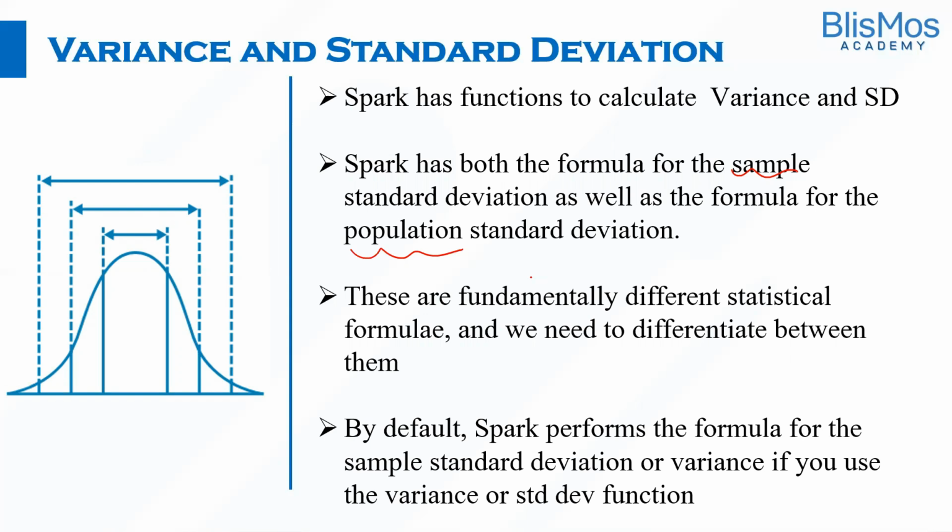As the name suggests, we do have a statistical formula for both of them. You got to differentiate both of them. We will see in a bit how we can differentiate between the sample standard deviation and population standard deviation. Whenever you do not specify anything, Spark performs a sample standard deviation or variance. If you do not specify, Spark thinks that okay, these guys are expecting a calculation of a sample standard deviation and sample variance.